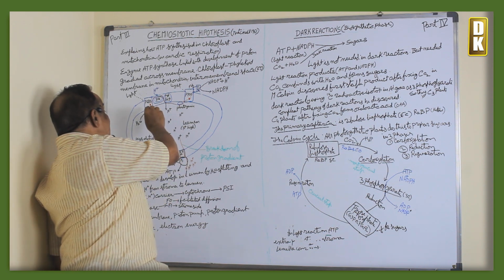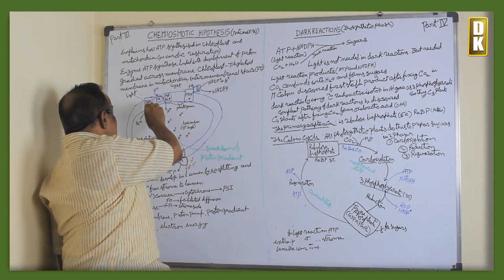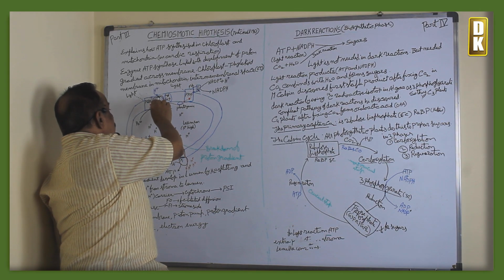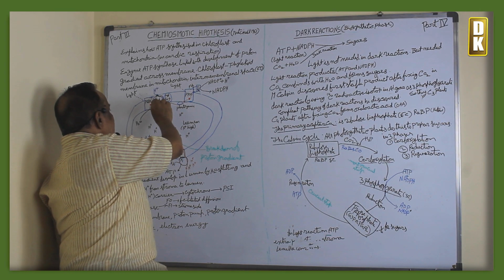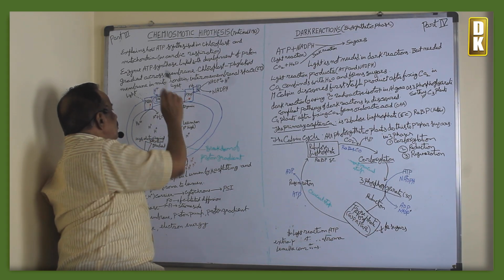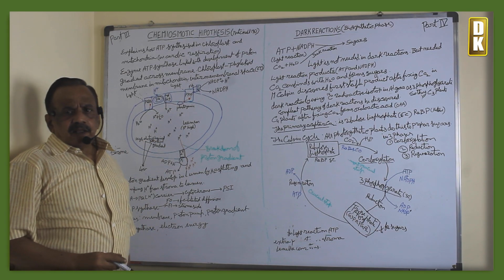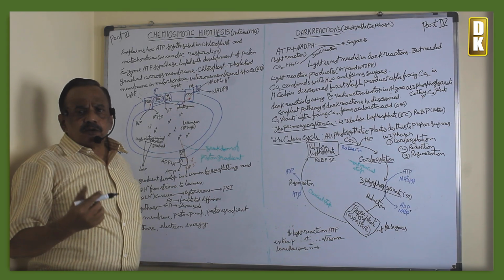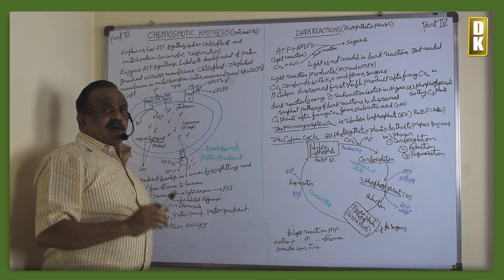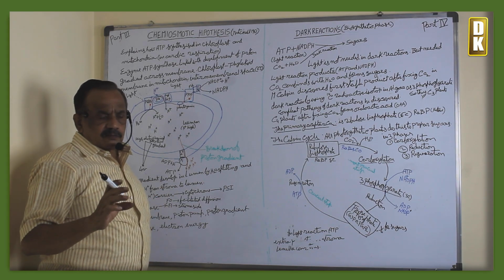Plastoquinone will receive the electron from the primary electron acceptor. At the same time, it will take one proton, and this proton and electron move within the membrane. It reaches the cytochrome B6F. Cytochrome B6F, what will it do? The plastoquinone is coming along with the electron and proton.